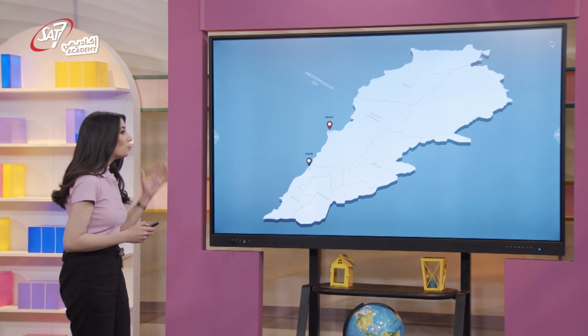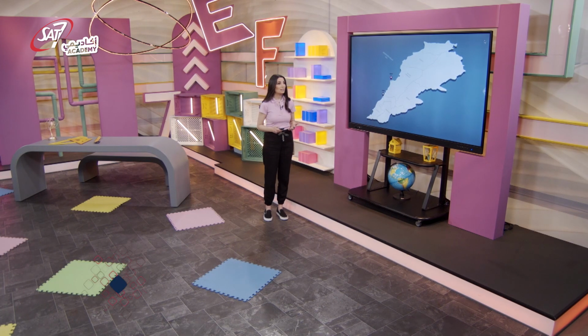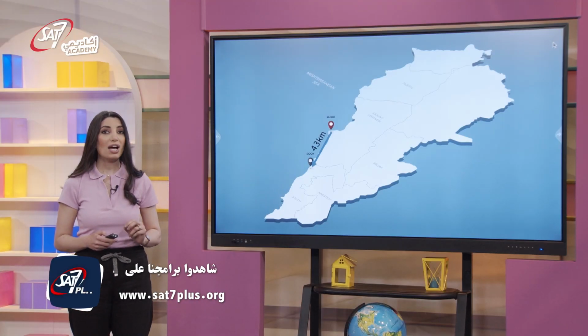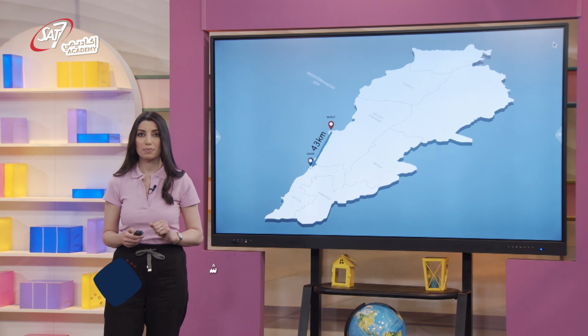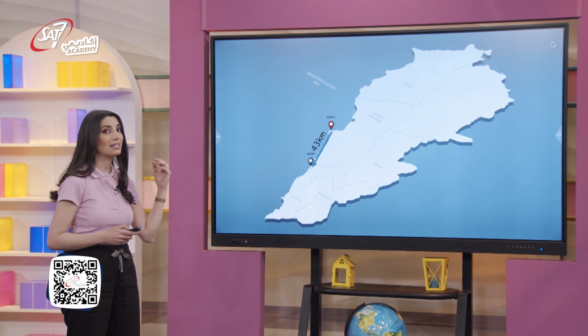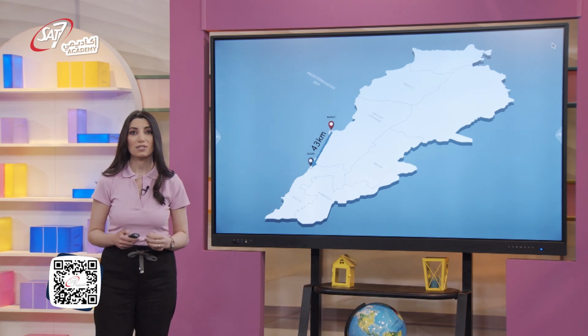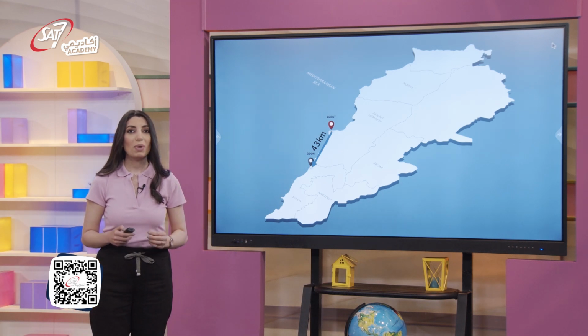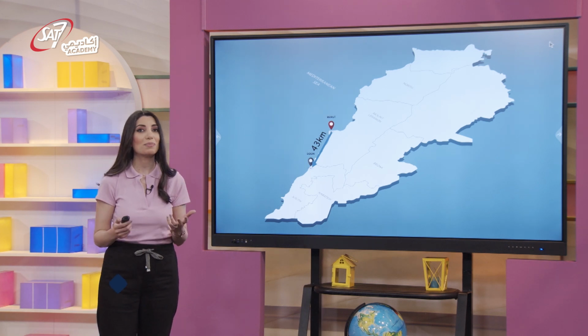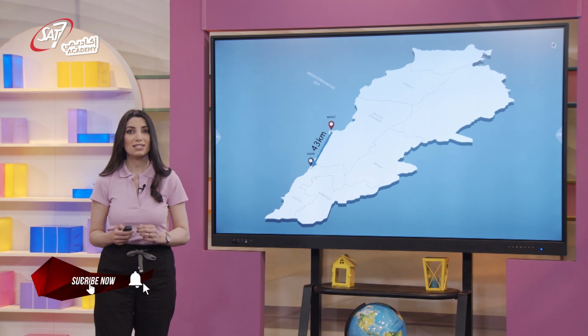I want you to put your thinking caps on and listen carefully to my question. A bus driver takes passengers from Beirut to Sidon twice a week. How many kilometers does he travel during those weekly trips? According to the map, the distance from Beirut to Sidon is 43 kilometers. What number should we multiply 43 with to get the answer? How many times does the driver travel this distance?